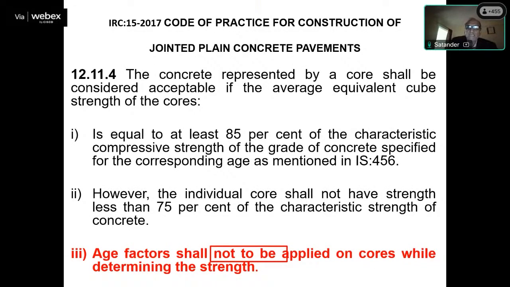Now, a new thing which has come in IRC 15, they say age factor is not permitted. However, the MoRTH book says age factor is permitted. Now, in the revised MoRTH book, we have deleted age factor. If you are cutting core, so now if you are getting 85, 75 in the CC road, as per IRC 15, clause 12.11.4, please see the red portion, age factor shall not be applied on core while determining strength. Because in 90% cases, we are not getting the actual result.